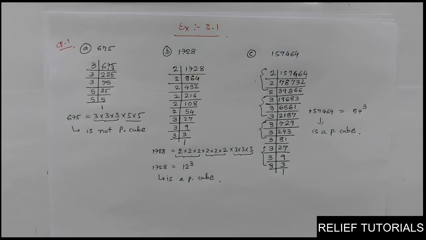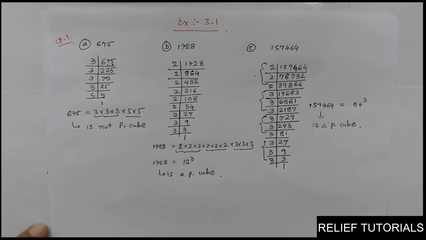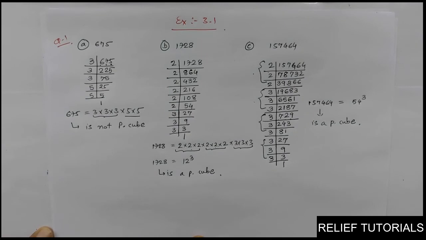There are still some problems: D, E, F, G, H. I think those numbers are very small and easy, so you can check them by yourself. This is your homework. If you find any difficulty in the homework, you are free to ask questions about the number which is given to you. Let us see question number 2. Let's not waste the time.